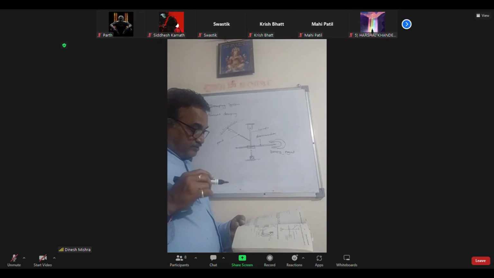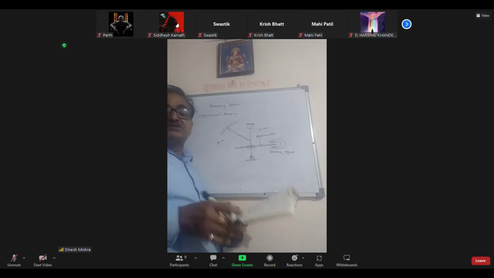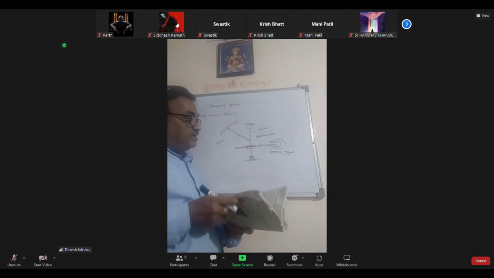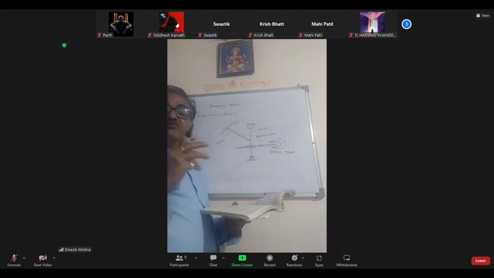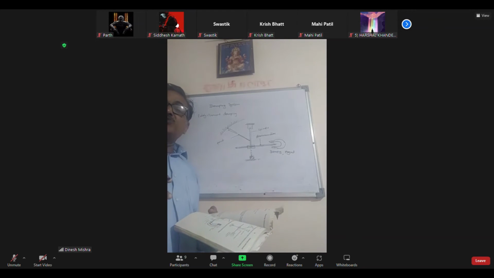The EMF produced in the disc circulates the eddy current in the disc, and the effect of this current is such that it will oppose the motion of the disc and helps bring the system to rest quickly. The eddy current opposes the motion of the disc and it comes to rest quickly. Understood? So this is the working of eddy current damping. Okay, so read carefully.